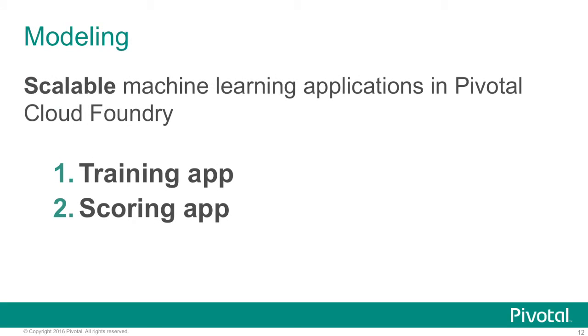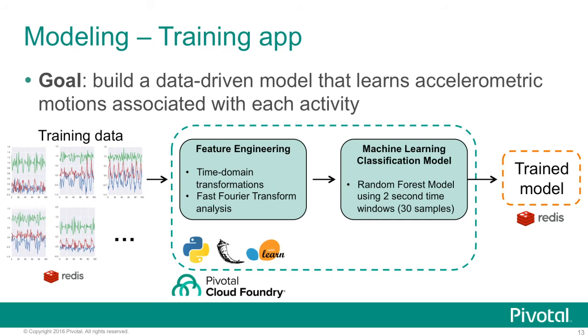So in terms of the modeling, there are two crucial things here. There are basically scalable machine learning applications in PCF, consisting of the training app and the scoring app. With the training app, the goal is obviously building a data-driven model that can differentiate these different activities or motions. The input here is the training data, and then inside represents essentially the data science component. We have this raw sensor data, which you can't do anything with if you're an algorithm. It's just raw data. So that's the feature engineering. In this case, we did time domain transformations, fast Fourier analysis, and all sorts of relatively common mathematical techniques, but that allows us to represent the data in a way that an algorithm can make use of it. And then we used a random forest model, and we saved that final model into our data store. And this, again, is a completely separate, standalone Cloud Foundry application.